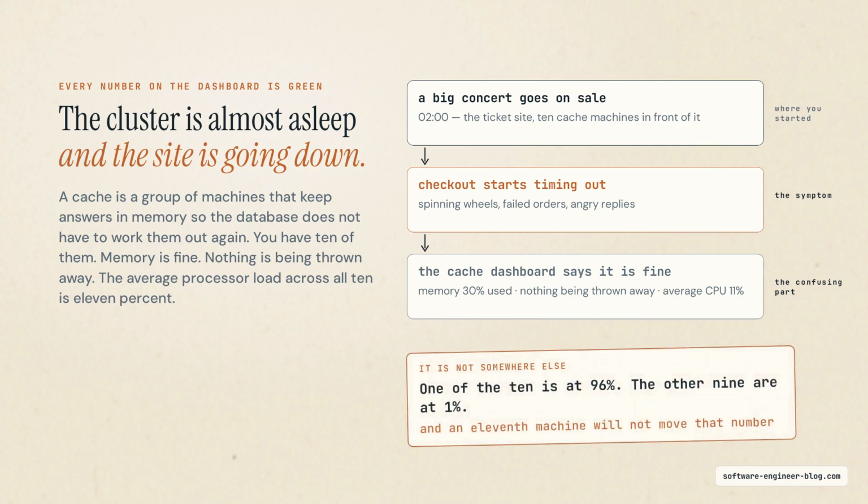And here is the part that surprises people. If you add an 11th machine right now, that one machine stays at 96%. You cannot buy your way out of this. Let me show you why.